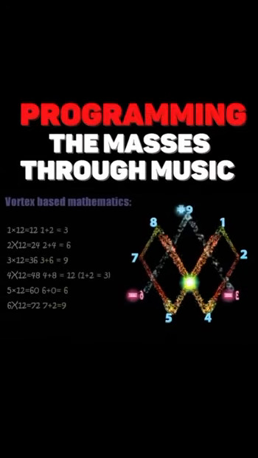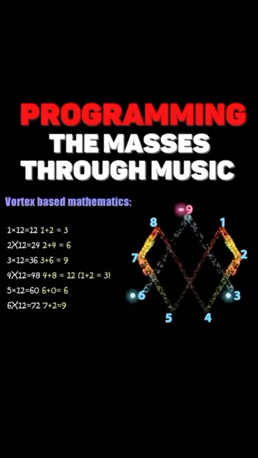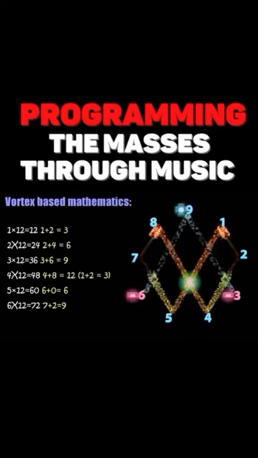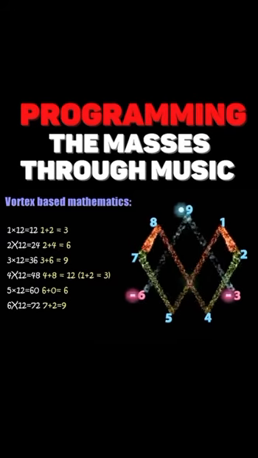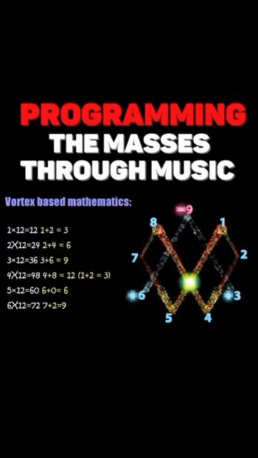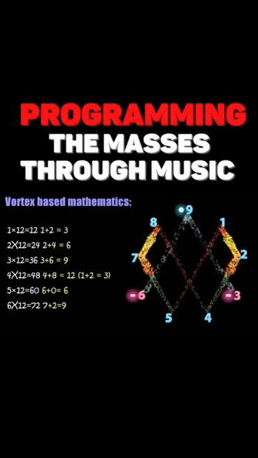1 times 12 equals 12. 1 plus 2 equals 3. 2 times 12 equals 24. 2 plus 4 equals 6. 3 times 12 equals 36. 3 plus 6 equals 9. 4 times 12 equals 48. 4 plus 8 equals 12. 1 plus 2 equals 3.